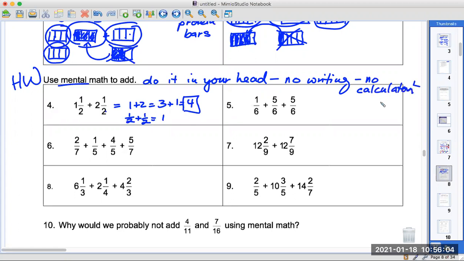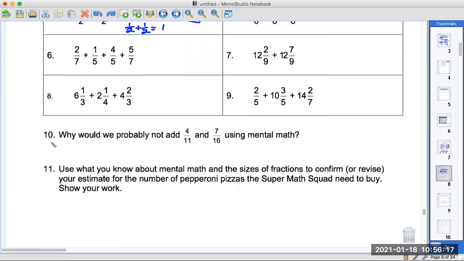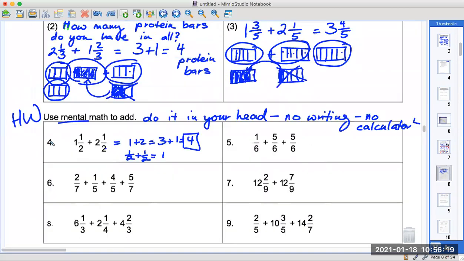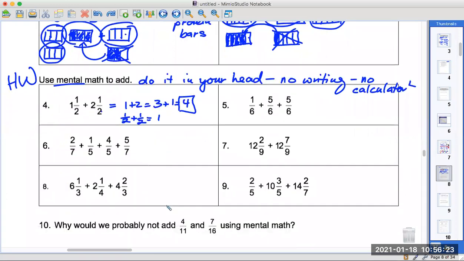Okay, so try these out. Don't worry if you're not successful right away. Put a question mark next to the problems you can't figure out, and we will do them in class. And then number 10, so this is homework right here, 4 to 9.